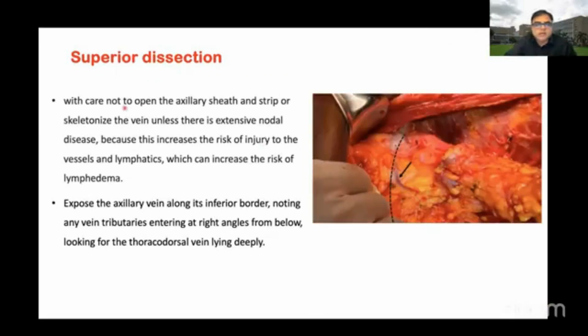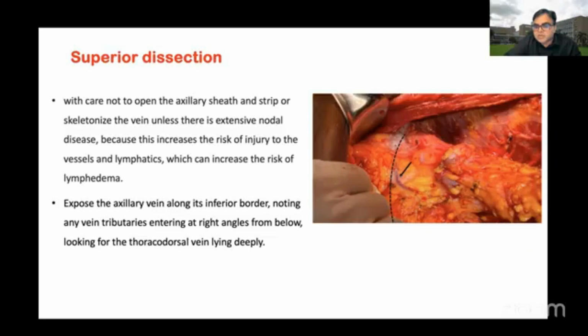So once this is done with care, then you can see you have identified the axillary vein, and there is a lateral wall. Then you need to do superior dissection with care not to open the axillary sheath and strip or skeletonize the vein unless there is extensive nodal disease, because this increases the risk of injury to the vessel and lymphatics, which can increase the risk of lymphedema subsequently. Expose the axillary vein along its inferior border, noting any vein tributary entering at right angle from below, looking for a thoracodorsal vein lying deeply. So here you can see the vein that's going directly into the axillary vein.